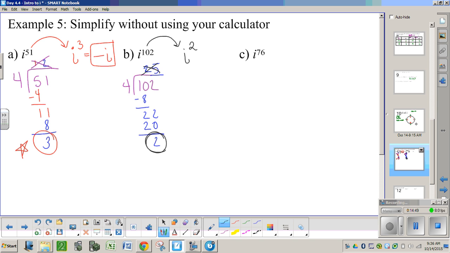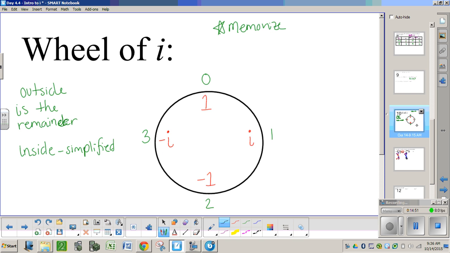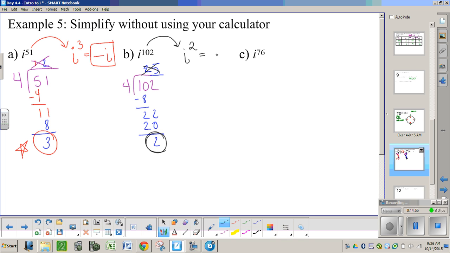All right, I'm going to flip back to my wheel of i. i squared is equal to negative 1. Now, you will end up using i squared so many times that you will very quickly memorize that i squared is equal to negative 1. All right, pause your video. Go ahead and see if you can simplify i to the 76th.